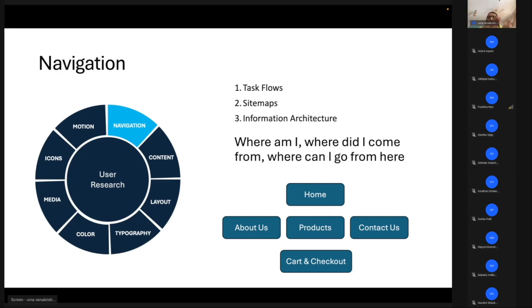If I want to order a furniture, what are the things I will do first? Step one, I will come to the site. Step two, I'll search for sofas for my lounge, for example. Step three, I'll shortlist some products. Step four, I'll add them to a cart. Step five, I'll make the payment. So this is your task flow.